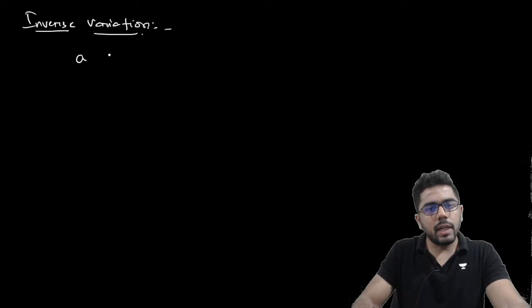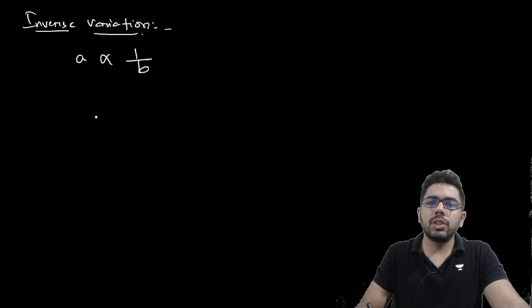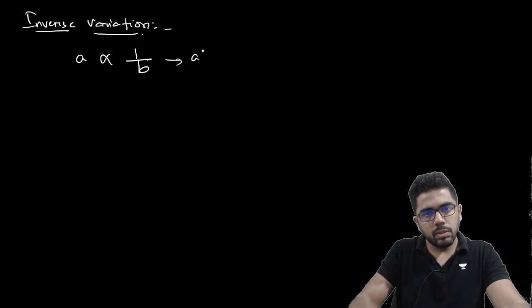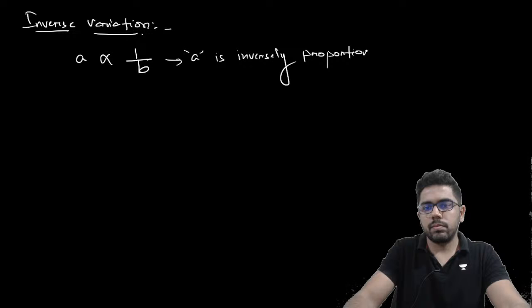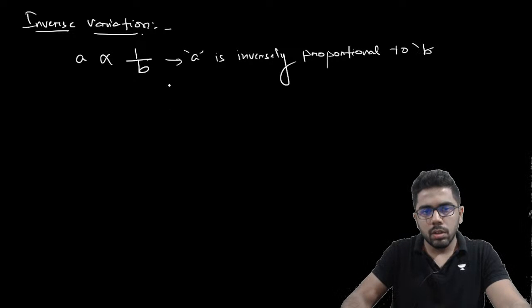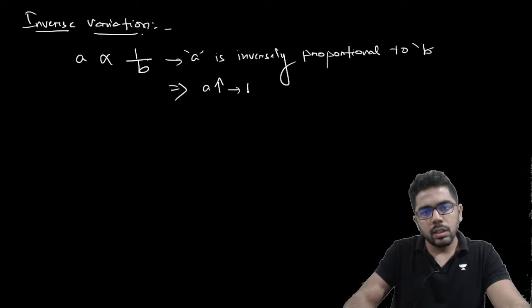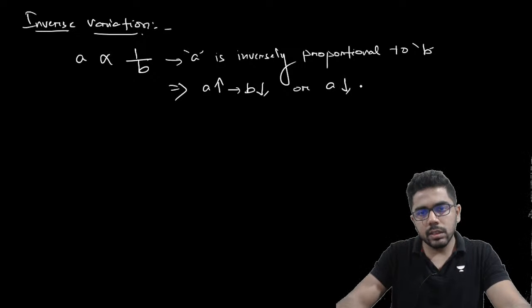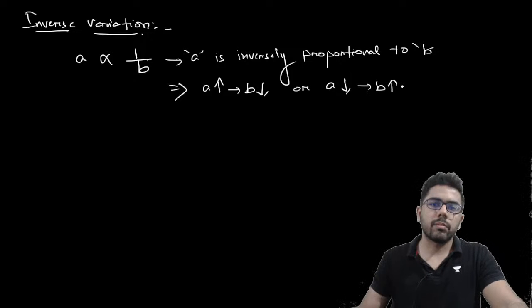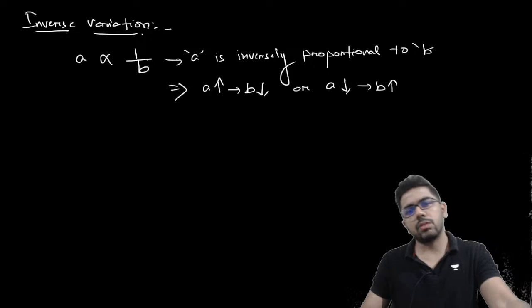Then similarly next we have inverse variation. Inverse variation, we write it in this way: A is proportional to 1 by B. So it means A is inversely proportional to B. So this means if A increases, then B will decrease. Opposite direction में move करेंगे. Or if A decreases, then B will increase. This is how the changes are going to happen in case of inverse variation.